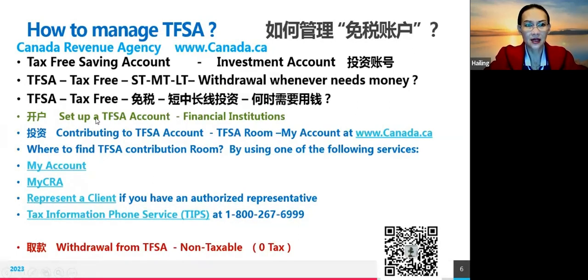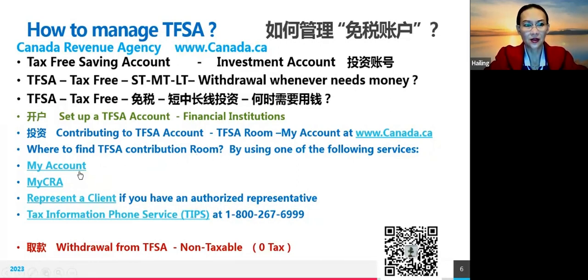So how to set up a tax-free savings account? You can do this at different financial institutions. And contributing to the account must respect the maximum room that is defined by the Canada Revenue Agency. Many people ask, where can I find the tax-free savings account contribution room?